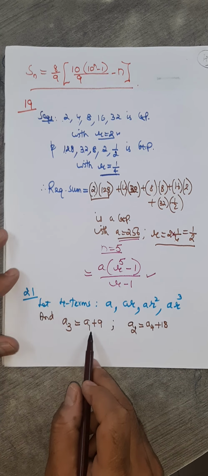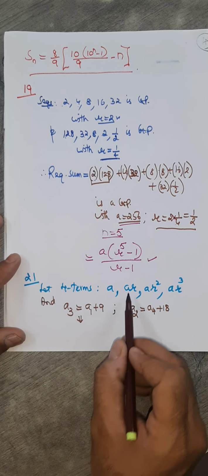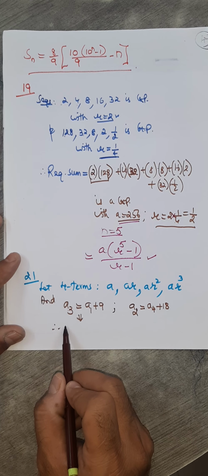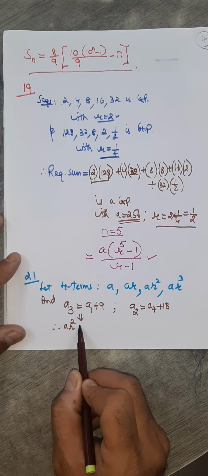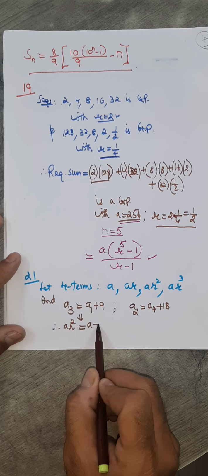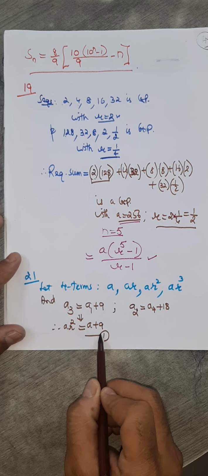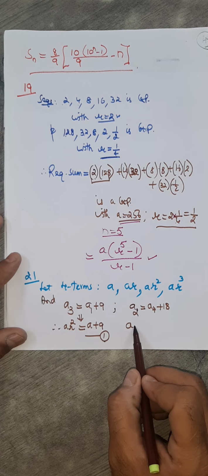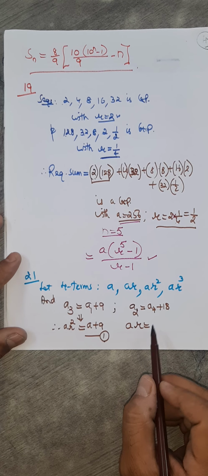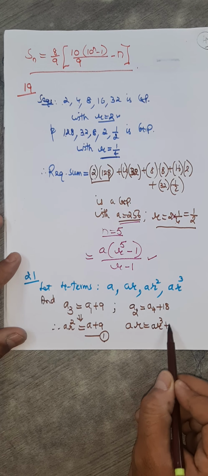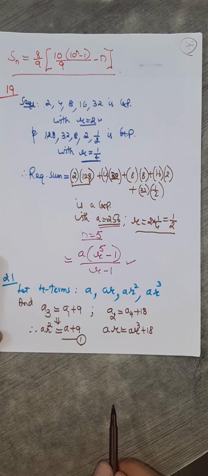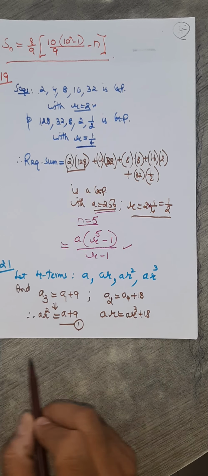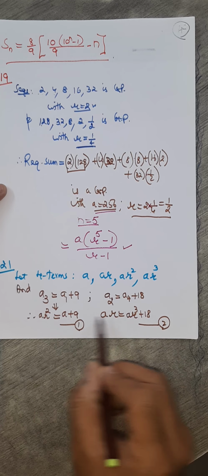So you have this. Now just write the formulas. You must have two equations in A and R, and we solve them and place the values here. What is A3? It is AR squared, right? A1 means A here, plus 9. That is the one equation. What is A2? A2 means the second term, that is AR. What is A4? That is nothing but AR cube plus 18. Fine. Now we just solve these two equations for A and R.